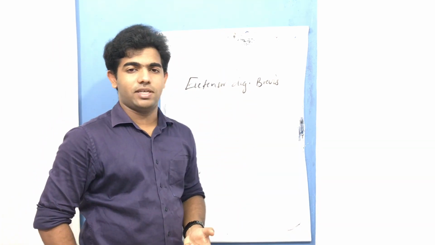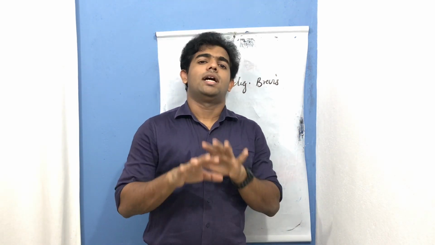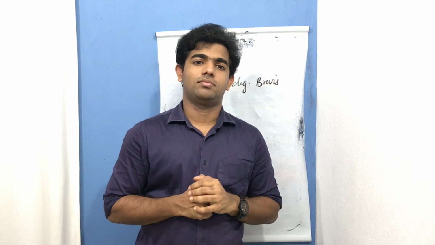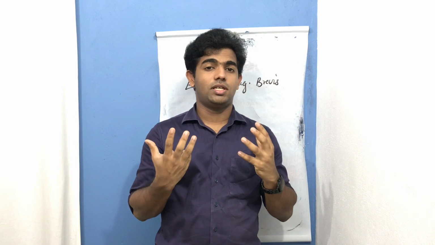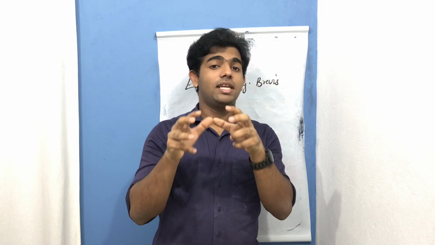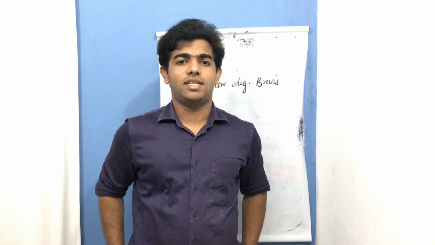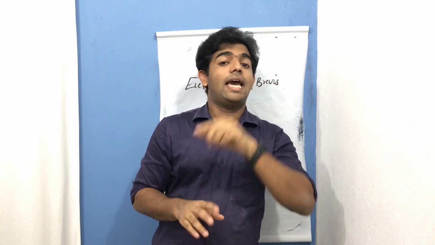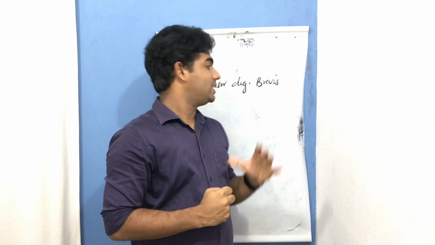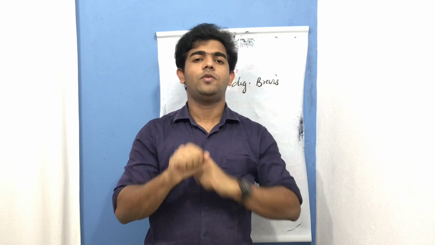Extensor digitorum brevis. This muscle originates from the anterior surface of the calcaneum. Where is it inserted? That muscle is the extensor digitorum brevis. Where is it originating? It is originating from the foot, from the superior surface of the calcaneum. Where is it inserted? It is inserted into the digits, second, third, fourth, fifth digits.